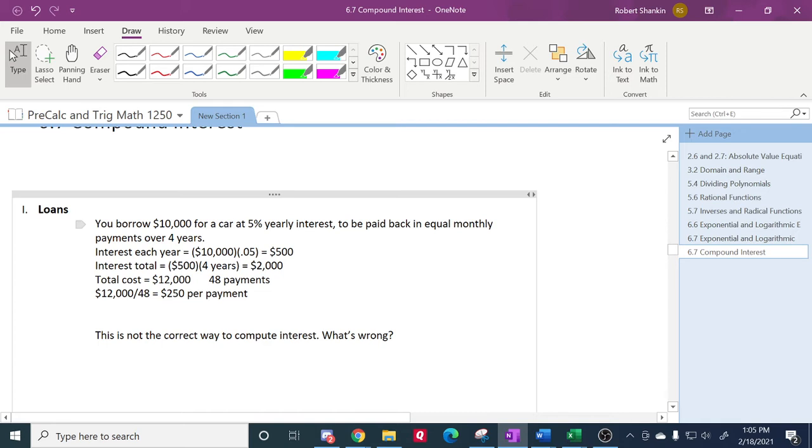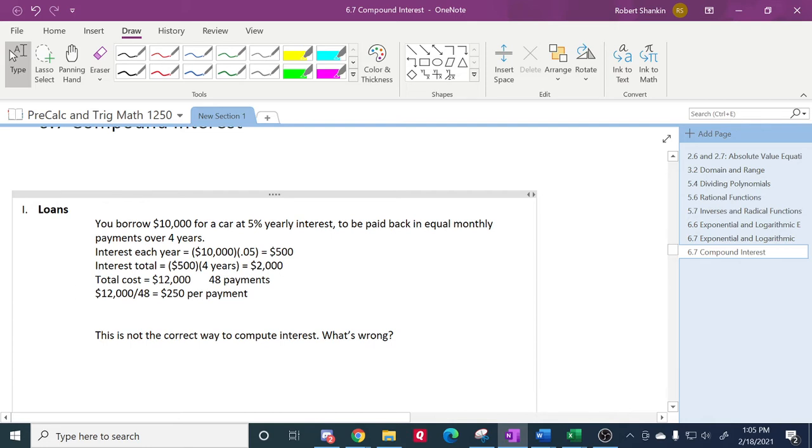Now you're paying it back once a month for 4 years, so 4 times 12 is 48, so there's 48 payments. $12,000 divided by 48 gives you $250 per payment. Punch that on a calculator, that's correct.